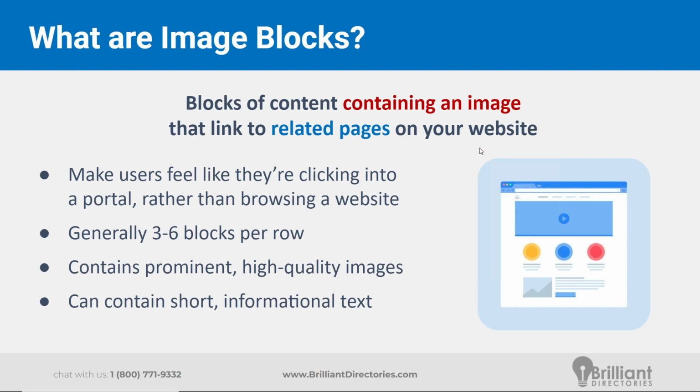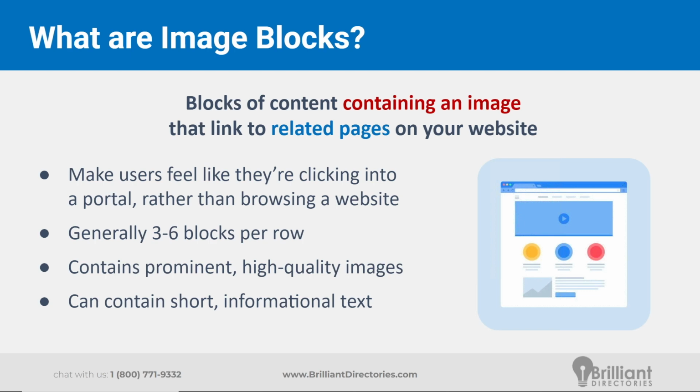Generally, you'll probably want to use anywhere between 3, maybe up to 6 blocks per row, and you can stack them as well. So you can have a table of these image blocks. And again, these image blocks, they'll want to contain prominent and really high quality images. You want to make it visually appealing so it really grabs the user's attention, makes them actually want to click into them and browse the rest of your website.